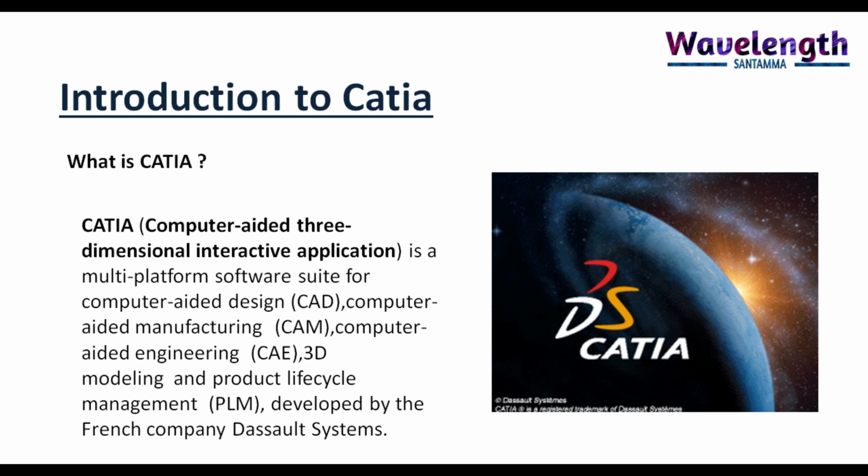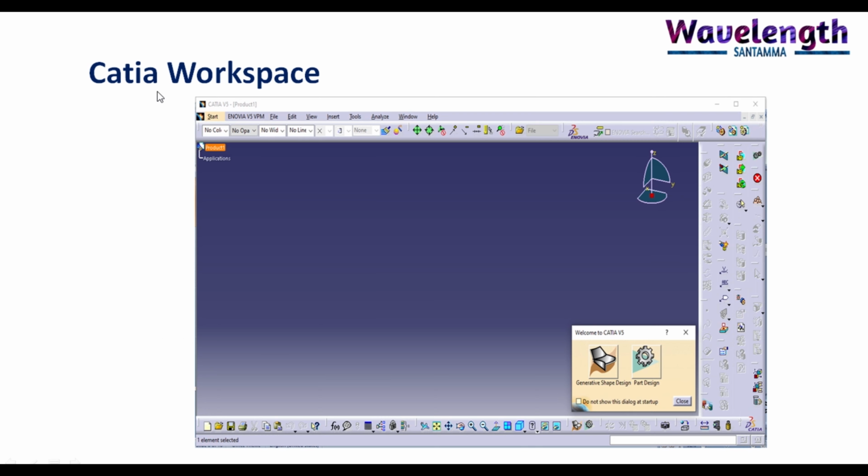What is Catia? Catia, Computer Aided Three-dimensional Interactive Application, is a multi-platform software suite for CAD, CAM, CAE, 3D modeling, PLM, and this software developed by French company Dassault Systèmes. This is the Catia workspace and these all are tools. We will work on it.